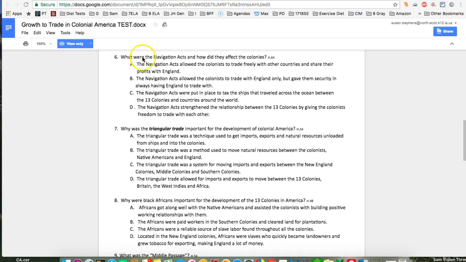6. What were the Navigation Acts and how did they affect the colonies? A. The Navigation Acts allowed the colonists to trade freely with other countries and share their profits with England. B. The Navigation Acts allowed the colonists to trade with England only, but gave them security in always having England to trade with. C. The Navigation Acts were put in place to tax the ships that traveled across the ocean between the 13 colonies and countries around the world. D. The Navigation Acts strengthened the relationship between the 13 colonies by giving the colonists freedom to trade with each other.